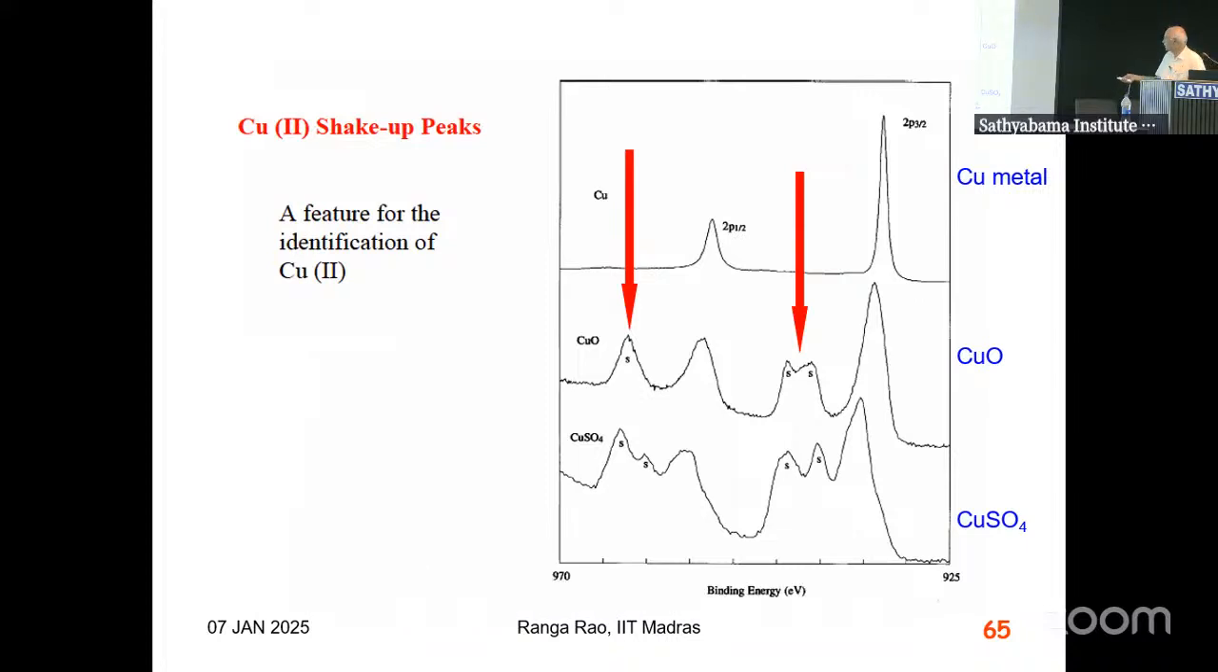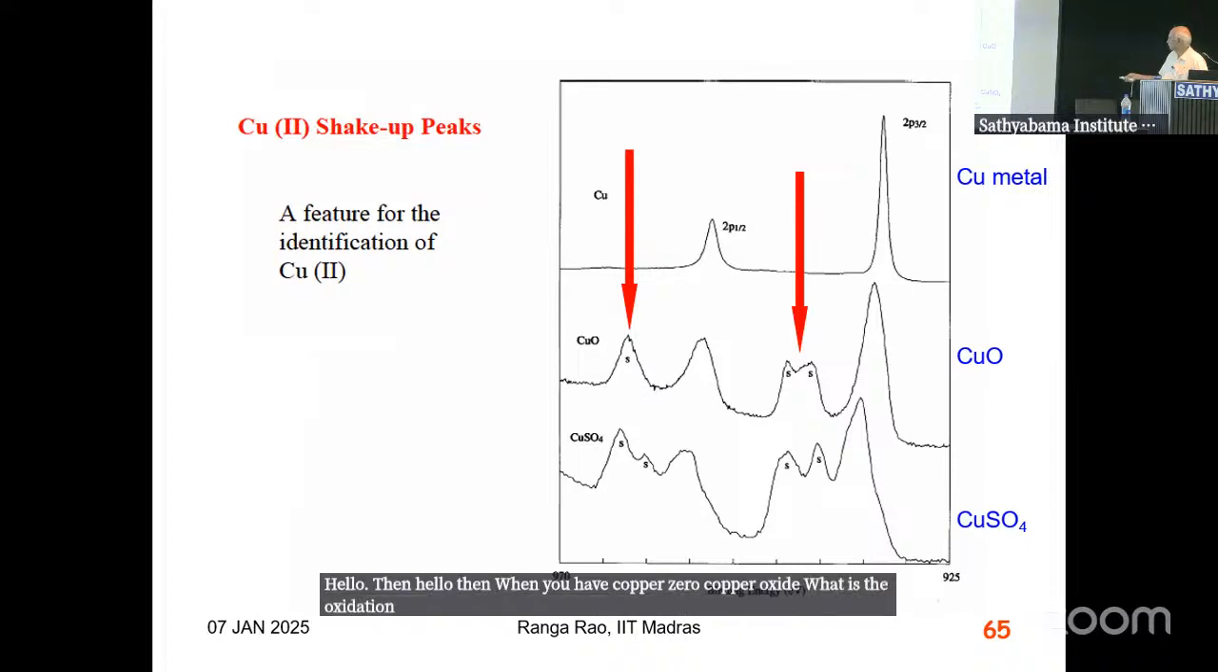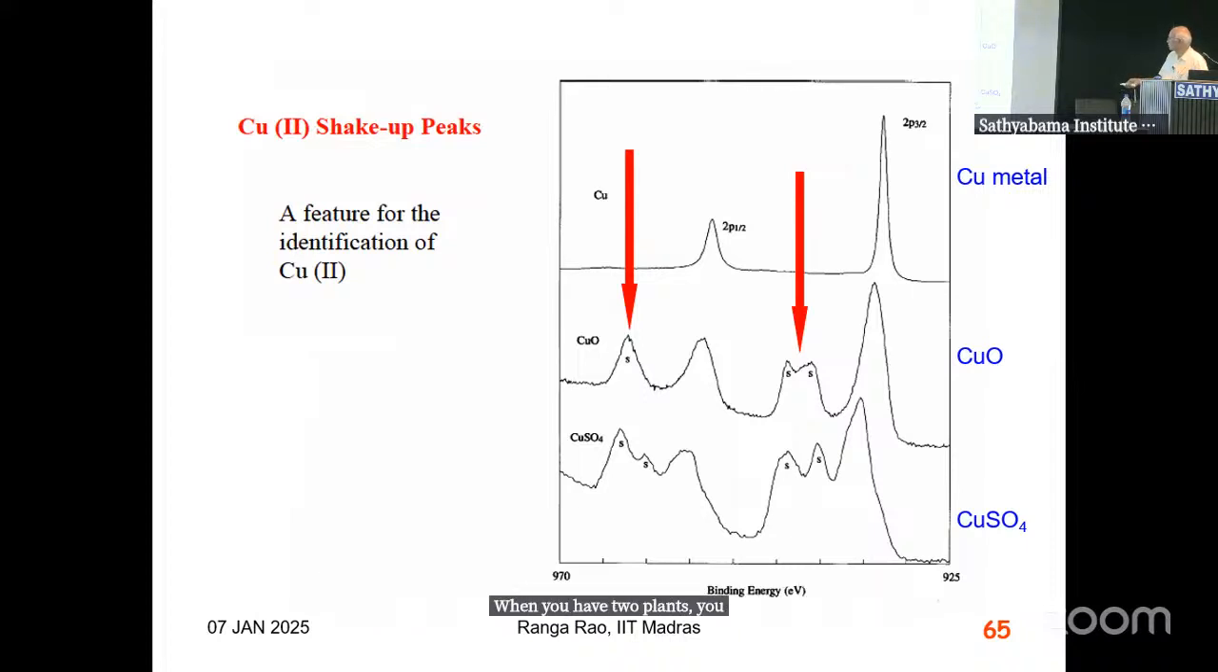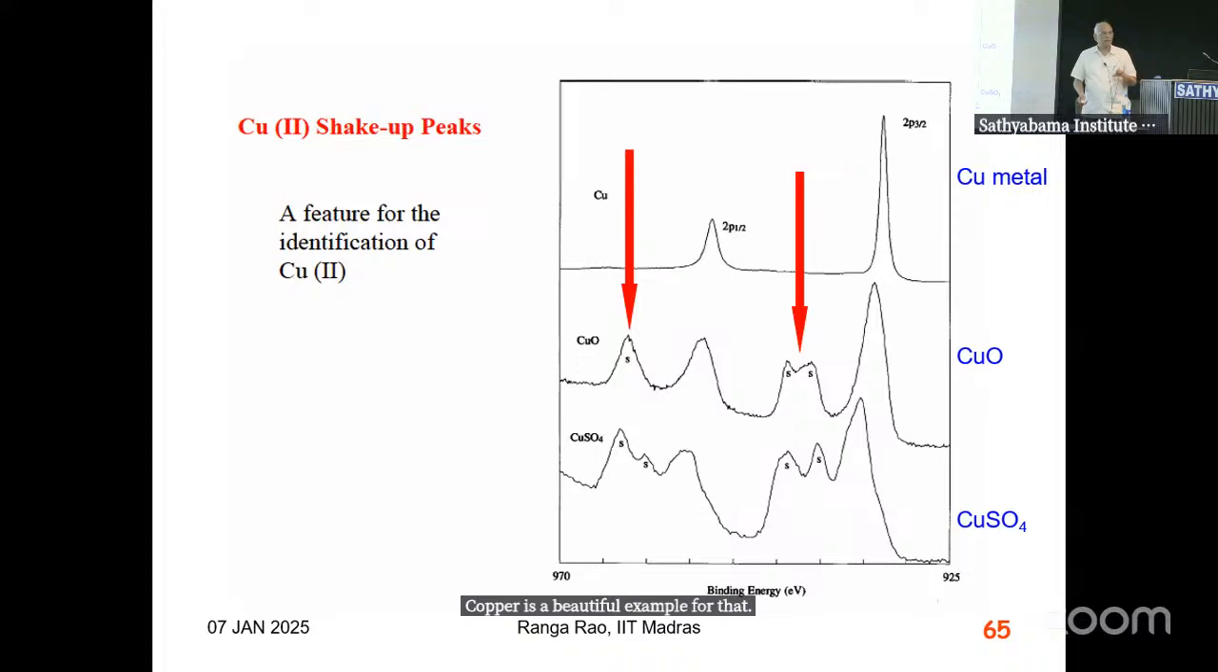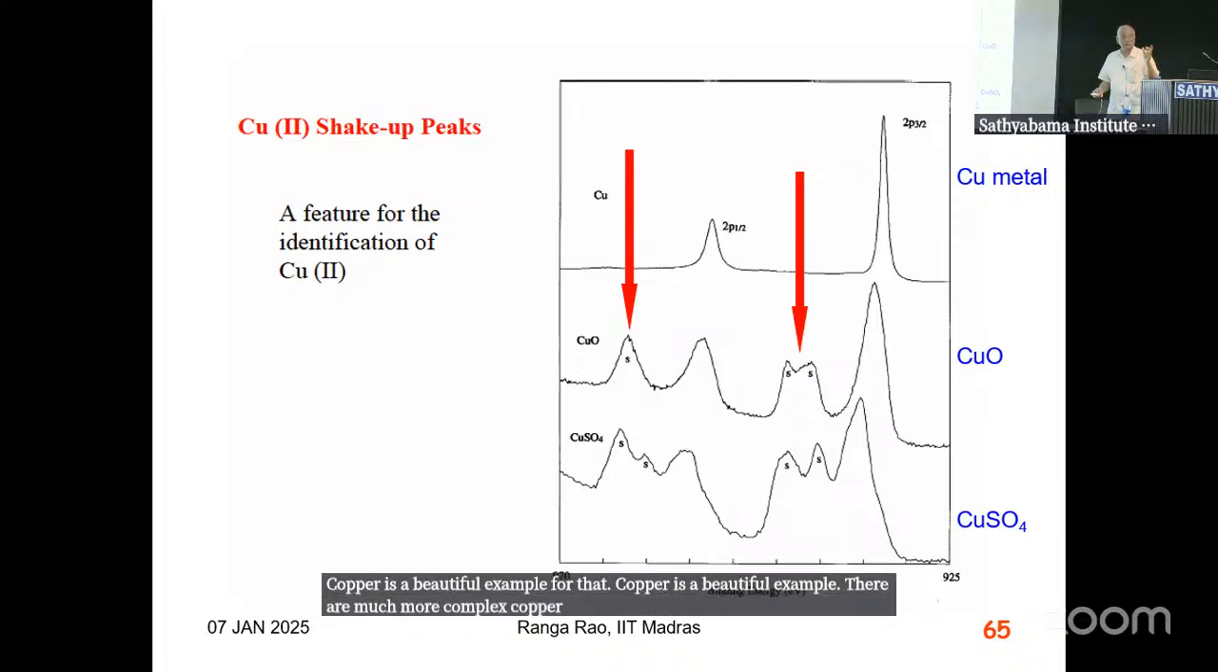Then, when you have copper 0, copper oxide, what is the oxidation state? This is 0, this is 2 plus. This is also 2 plus. When you have 2 plus, you start seeing some additional peaks here. These are nothing but satellite peaks, which is the origin that I told you in the previous slide. Copper is a beautiful example for that. There are much more complex things. Cerium 4 plus, for example, has a very complex satellite spectrum.